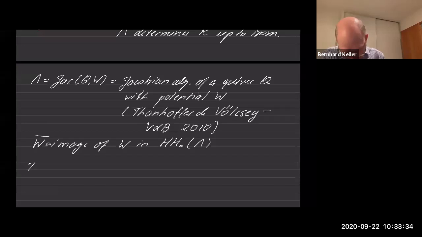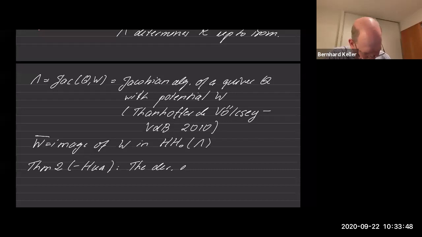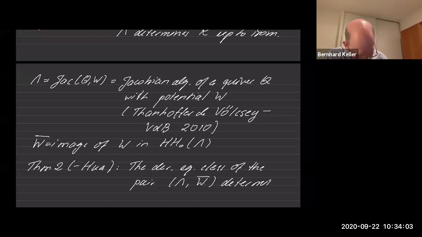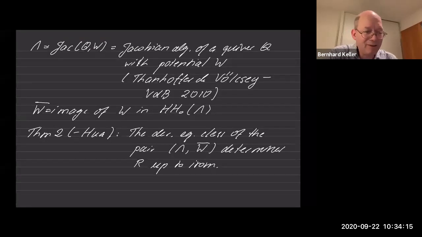And then the second reconstruction theorem says that if we add in the information on this class, then we can reconstruct the singularity. So the derived equivalence class of the pair consisting of this finite dimensional algebra and this particular class determines the singularity up to isomorphism. So we add some evidence to Donovan Weems' conjecture.